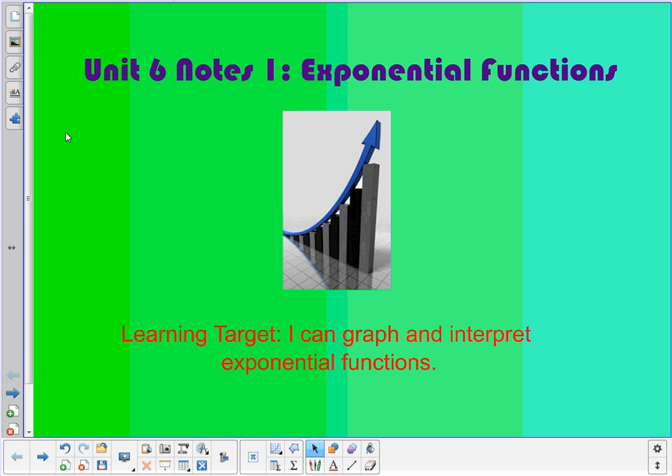Today we're talking about Unit 6, Notes 1, which is on exponential functions. So our learning target is: I can graph and interpret exponential functions. First, let's just talk about what is an exponential function.